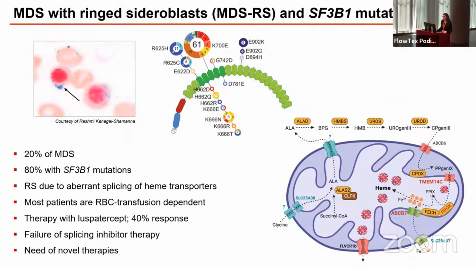There have been a lot of efforts to find new therapies for these patients, and luspatercept has recently been approved, but the response rate to this treatment is only 40%. There have been other strategies trying to target splicing inhibitors, but these therapies fall short of expectations. So there is a real need to find new treatments for these patients.